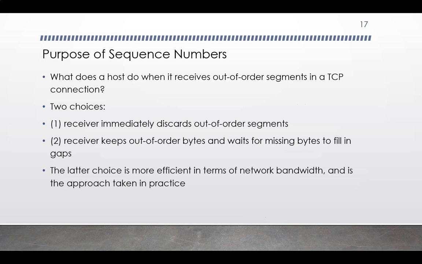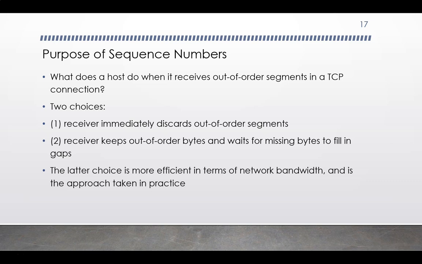So what does a host do when it receives an out-of-order segment in a TCP connection? Remember from our previous video introducing concepts of computer communication networks, we talked about congestion and possible queuing delays and things of that sort, which could interrupt transmission of segments. So we could actually receive segment 4 before we got segment 3. So in this case, there are two choices.